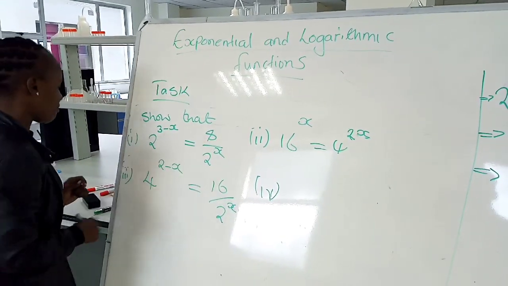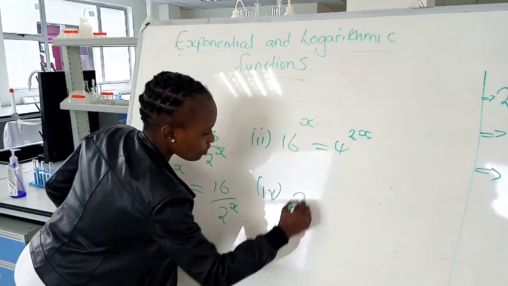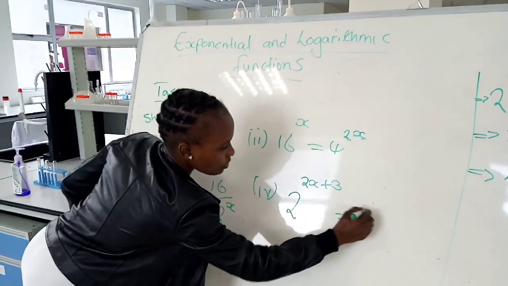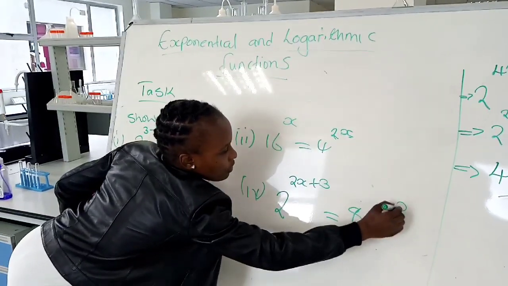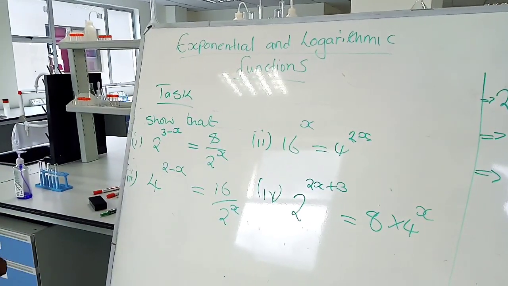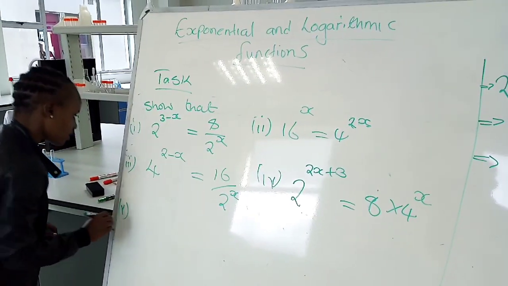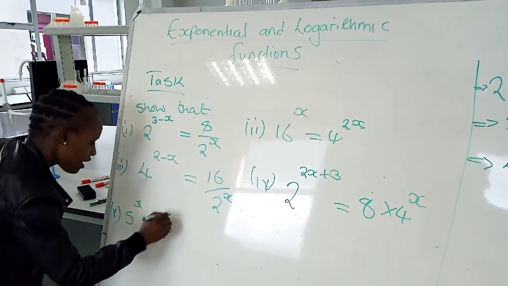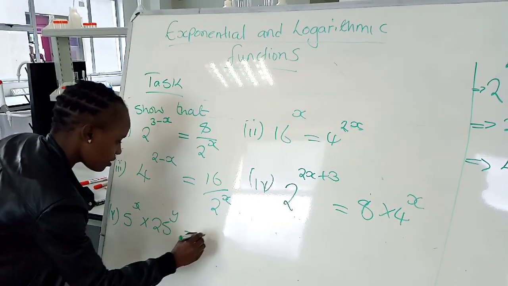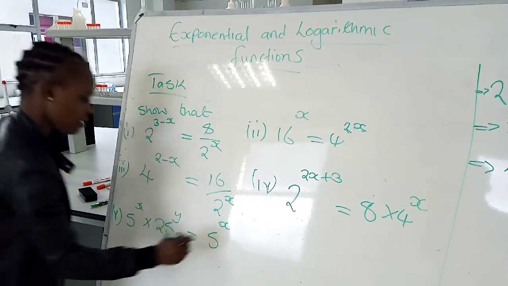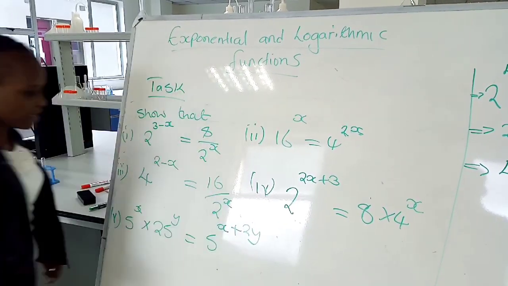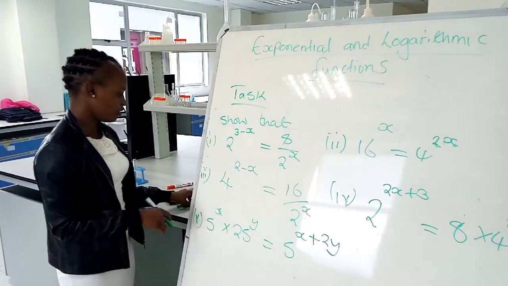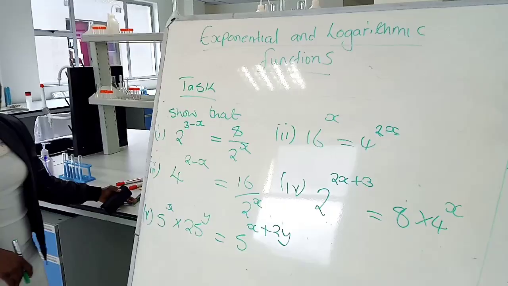Not the last, actually number 4. I'm going to give you 5. 2 raised to the power 2x plus 3 is equal to 8 times 4 to the power x. Then the fifth one, which is the last question, we have 5 to the power x multiplied by 25 to the power y being equated to 5 to the power x plus 2y. Simple, right? So this is your task. I want you guys to solve these questions, then we'll continue from there.